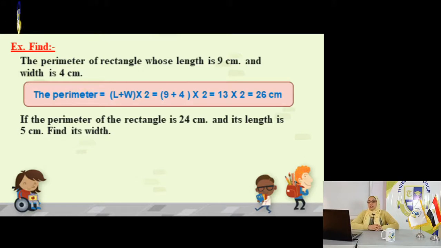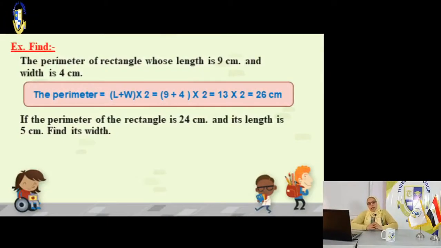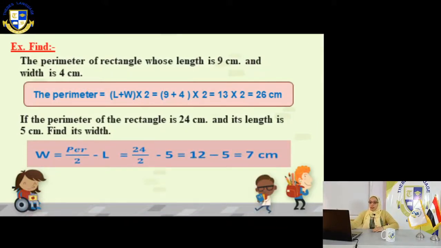Next exercise. If the perimeter of the rectangle is 24, here he gives us the perimeter, and its length is 5. Find. This is the key of our question. Find, he will ask about something. This is which I must get. Find its width. We said before the rule, width equals perimeter over 2 minus length. The perimeter here is 24, divided by 2, minus length equals 5. So 24 divided by 2 equals 12, minus 5 equals 7 centimeter.